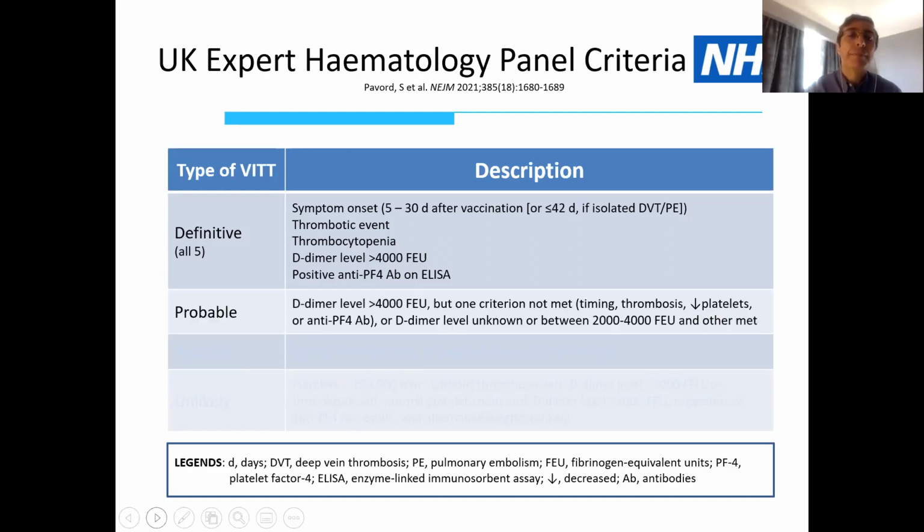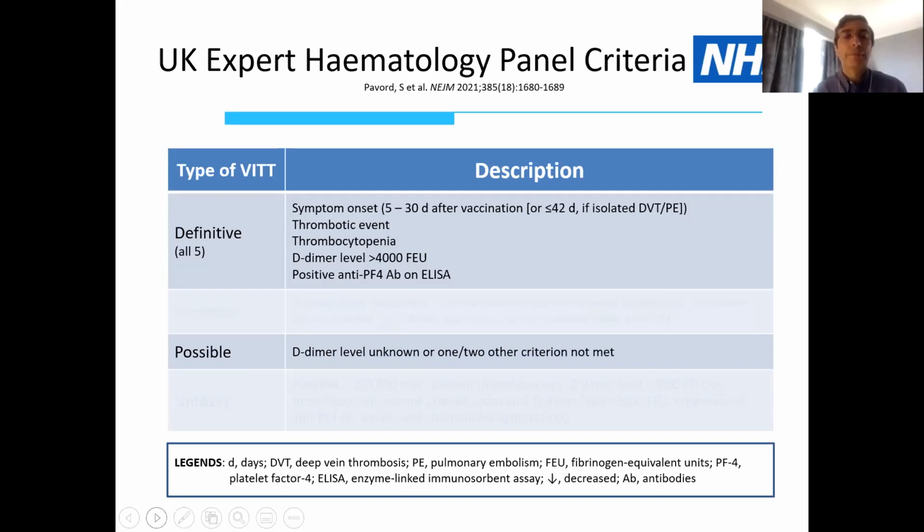Next slide. In the instance that one of those criteria would not have been met, in the instance of timing, or presence of thrombosis, or the thrombocytopenia, or the positive anti-HIT antibodies, this condition would now be called probable. Next slide, please. It would be called possible if the D-dimer level was unknown, or if 1 or 2 criteria would not have been met.